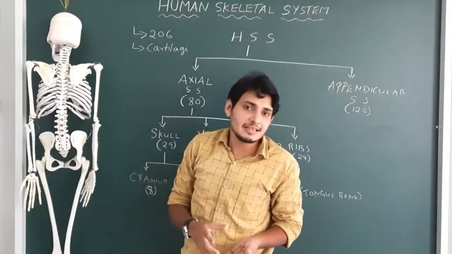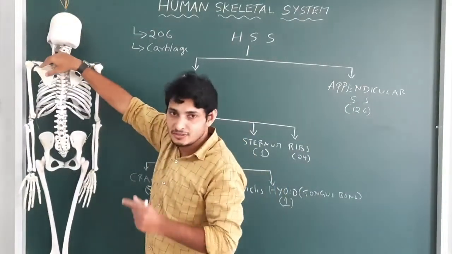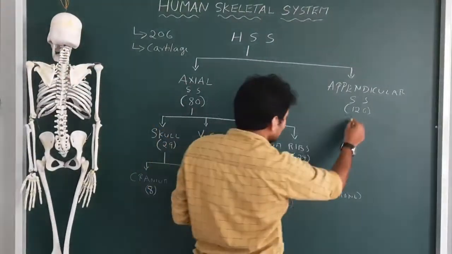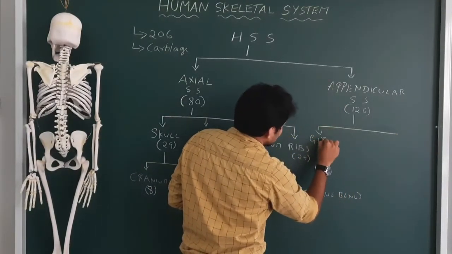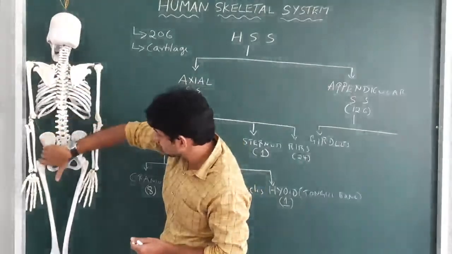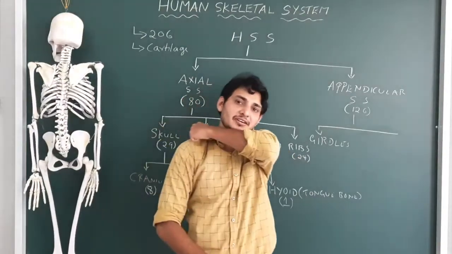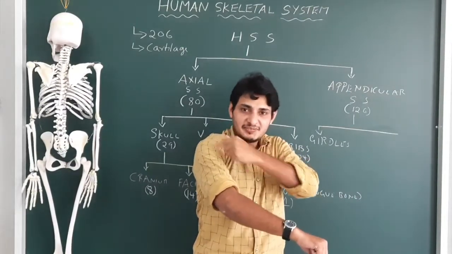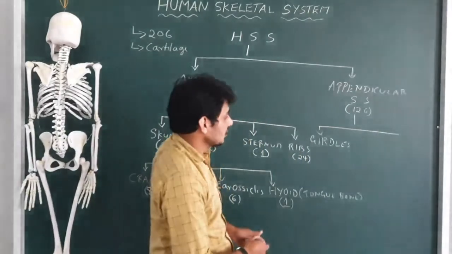But how many bones are there in the pectoral girdle? In one pectoral girdle, you see scapula and clavicle, that is 2. Here also 2, clavicle and scapula. So 2 plus 2, 4. Let me write that. The appendicular skeletal system is mainly composed of girdles. There are 2 different types of girdle. One is the pectoral girdle, and this one here is the pelvic girdle. To the pectoral girdle my arm bones are attached, and to the pelvic girdle my leg bones are attached. So there are 2 types of girdles.